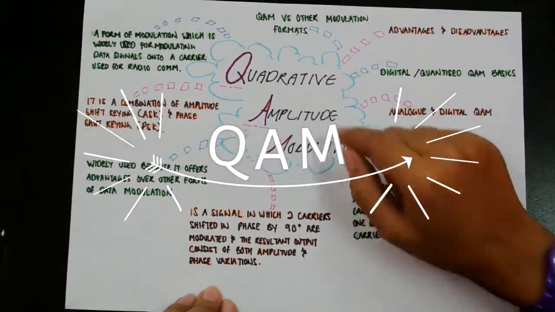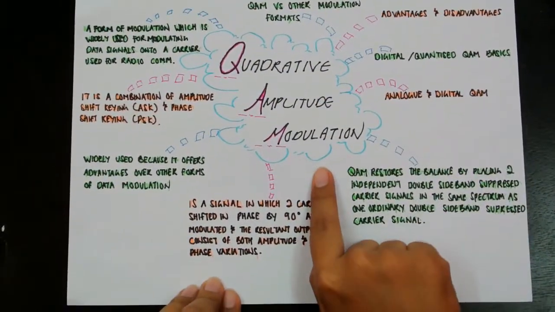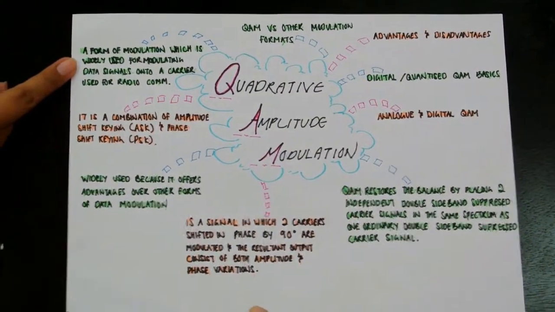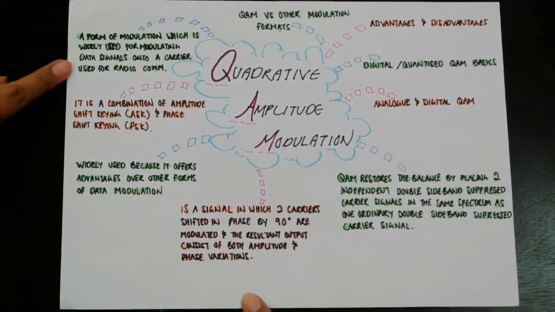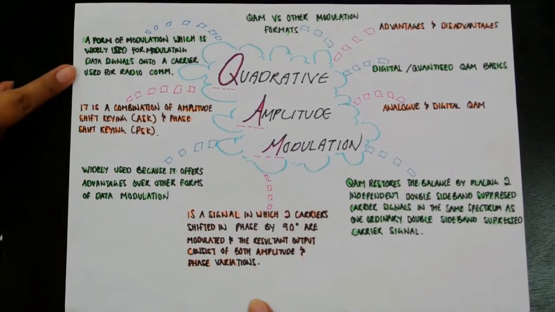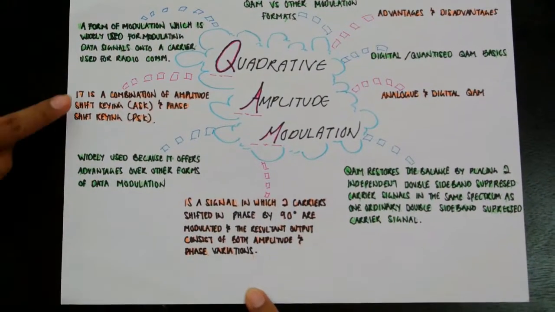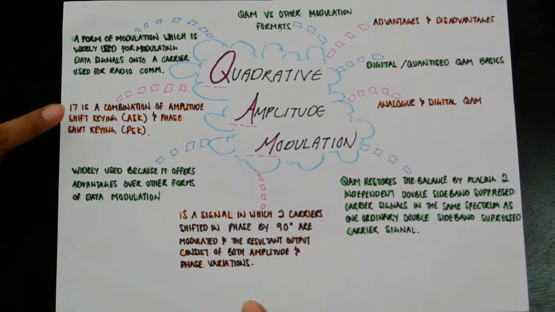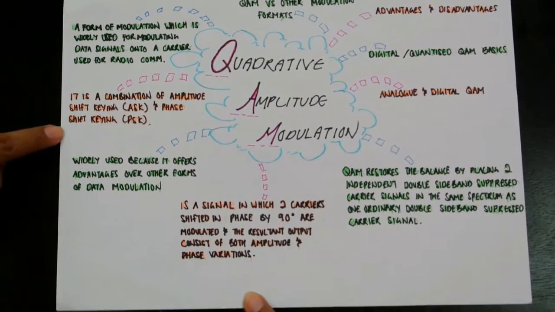Today I will be explaining about QAM. QAM stands for Quadrature Amplitude Modulation. It is a form of modulation which is widely used for modulating data signals onto a carrier used for radio communication. It is also a combination of amplitude shift keying (ASK) and phase shift keying (PSK).